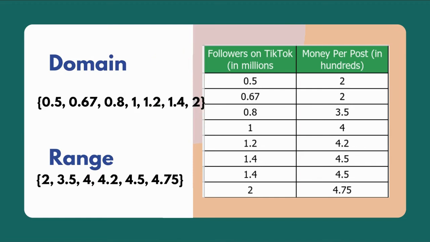Okay, so here's our range. Our range is all of our y values written from least to greatest in brackets. And we noticed that there were two y values that repeated, the y value 2 and the y value 4.5. And so we wrote each of those values only once so that we were not repeating any values in our set notation.